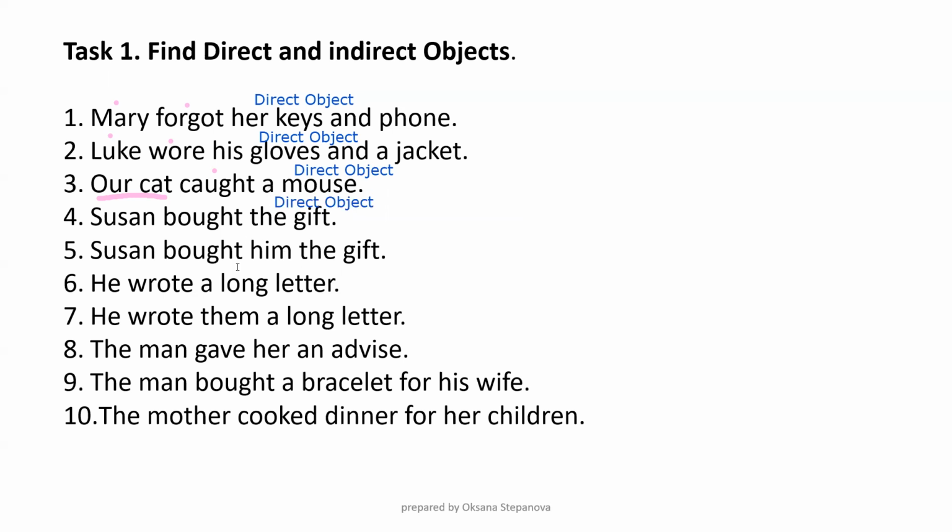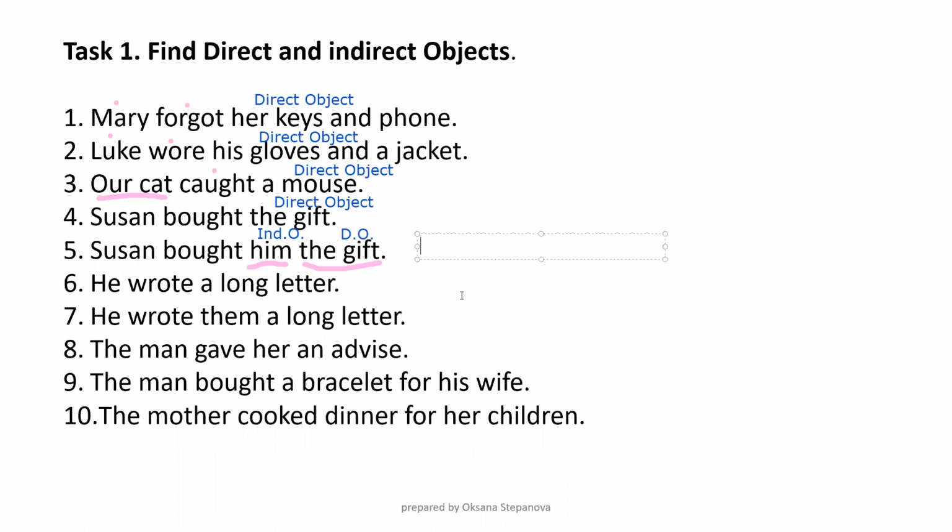And Susan bought him the gift. Him is the indirect object, and the gift is still the direct object. It is the indirect object, right? And the gift is still the direct object.